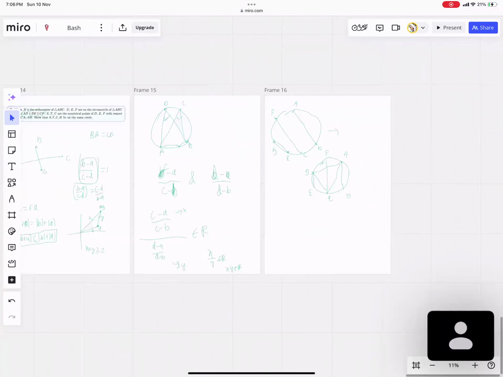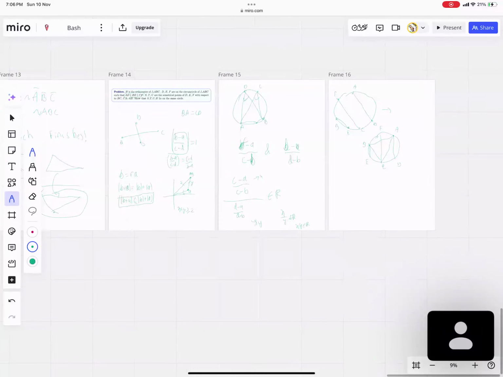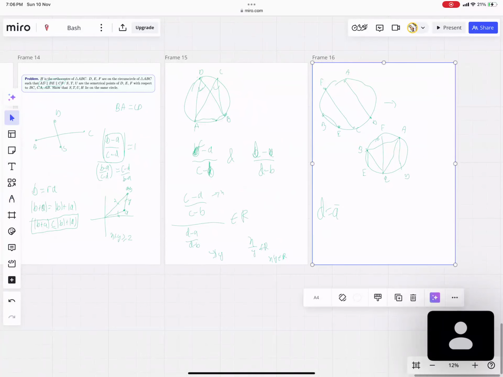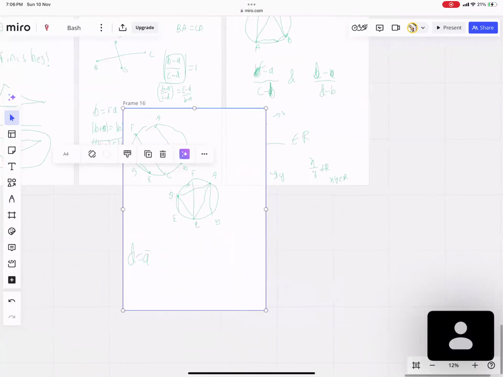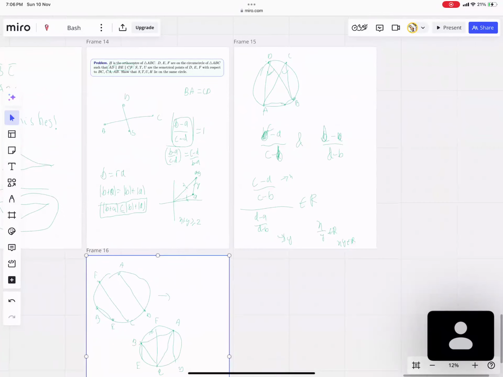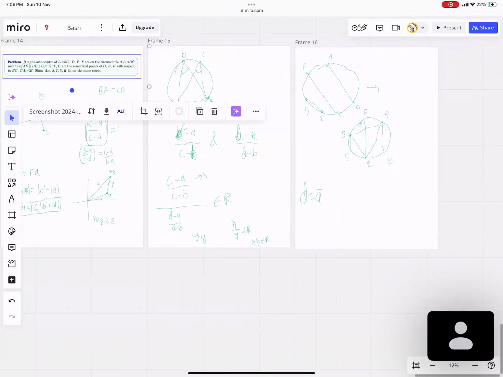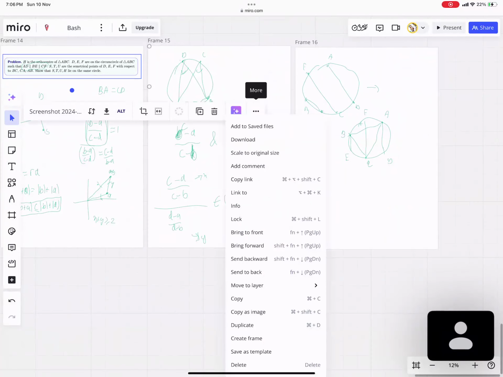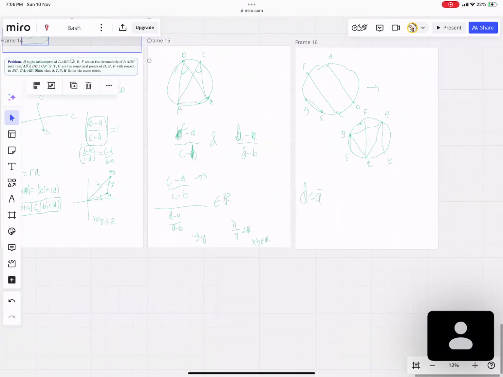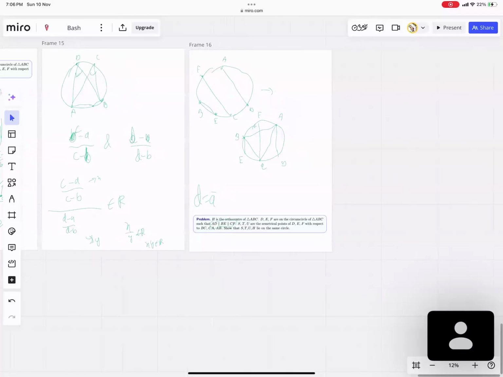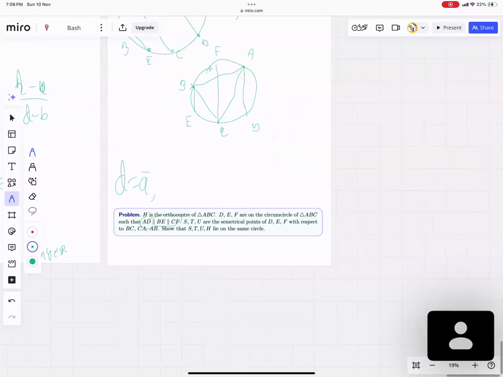So now we get that D is equal to A conjugate. Wait, let me just move this frame down. I'll actually just copy paste the problem on one. So D is equal to A conjugate, E is also B conjugate, and F is also the conjugate of C.